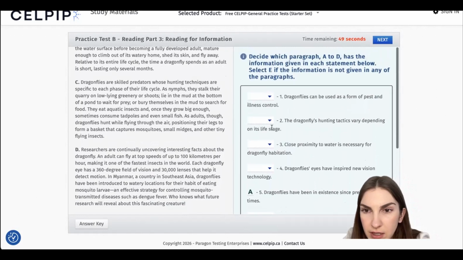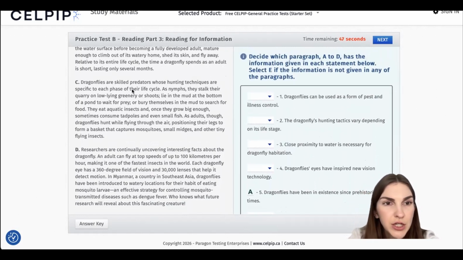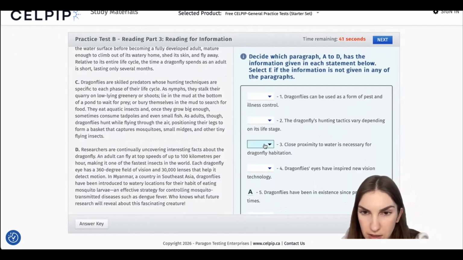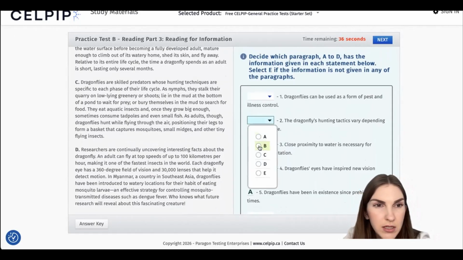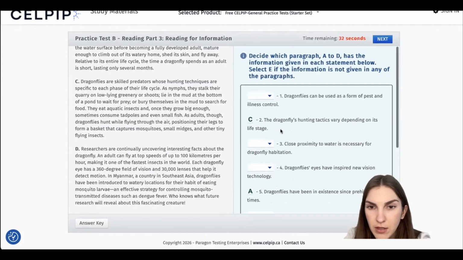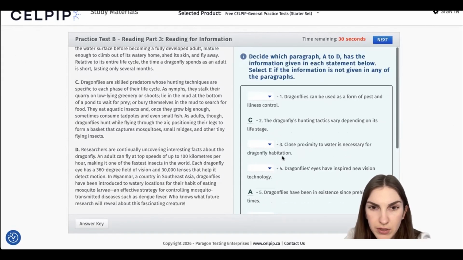Hunting techniques. Skilled hunting techniques are specific to each phase of their life cycle. Yes, this is C, depending on the life stage.